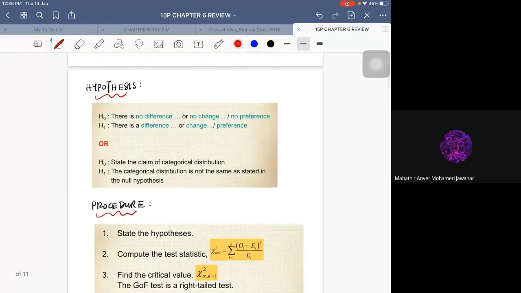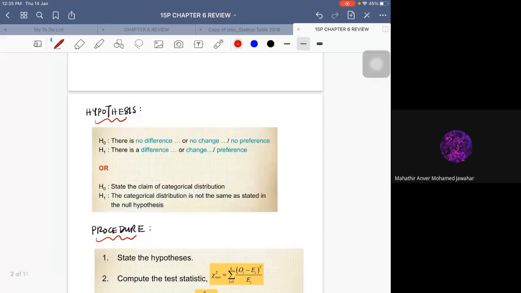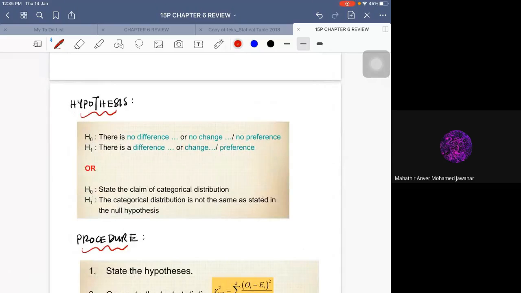So this will be the hypothesis for the first one, goodness of fit for categorical data. We're going to say that there is no difference, no change, no preference. When you come across something like this, the keywords are no difference, no change, or no preference, so it should go on the null hypothesis. And when you come across something that calls for a difference, a change, or a preference, meaning that it actually exists, you put that on the alternative hypothesis.